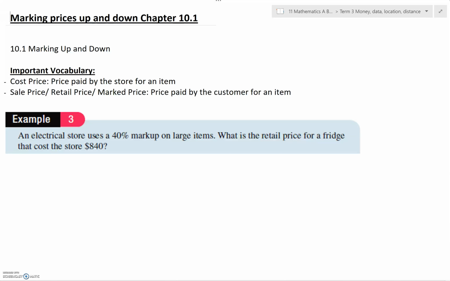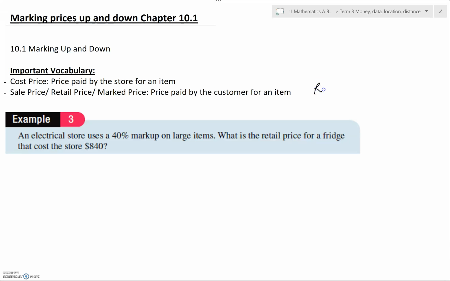So some important words you need to understand is cost price. So cost price is the price that the store or the business actually pays for whatever item they're selling. And sale price, retail price, or marked up price, all are words that mean basically the same thing. And it's the price paid by the customer for the item when they buy, the end user of the item.